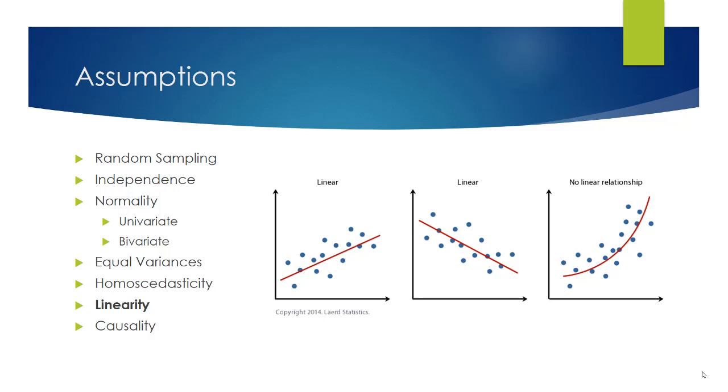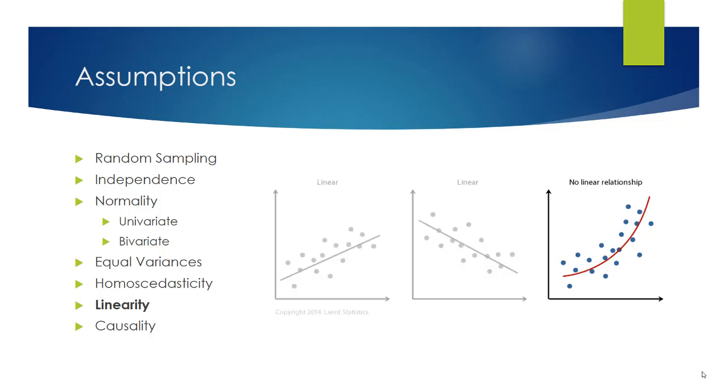One of the other assumptions of correlations and bivariate regressions in particular is linearity. What we're talking about here is that we are often trying to represent the association between X and Y with a linear equation. And if the association between X and Y is in fact curvilinear, not linear, then we can't really represent that effectively with a linear equation.